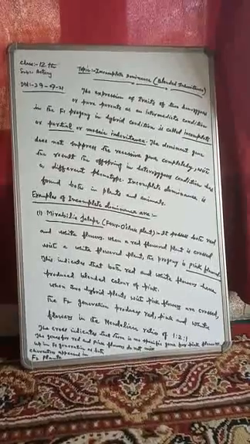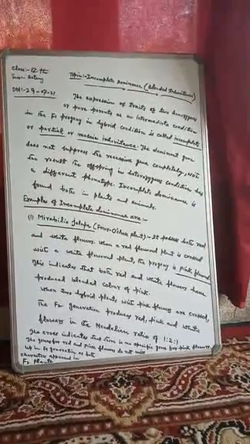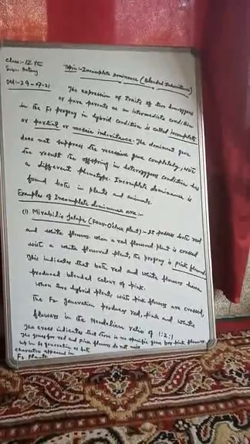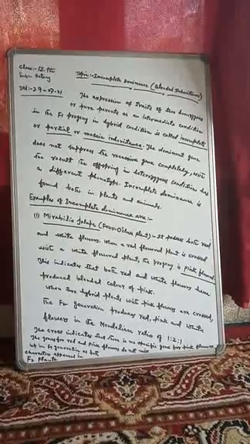The expression of traits of two homozygous or pure parents as an intermediate condition in the F1 progeny in hybrid condition is called incomplete or partial or mosaic inheritance. So this is the definition of this incomplete dominance, and dear students, you should also understand that this incomplete dominance is also called the partial inheritance or the mosaic inheritance or the blended inheritance.